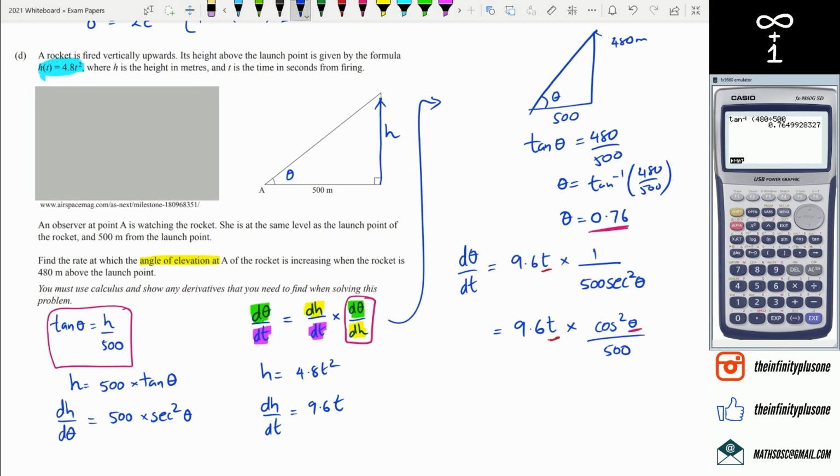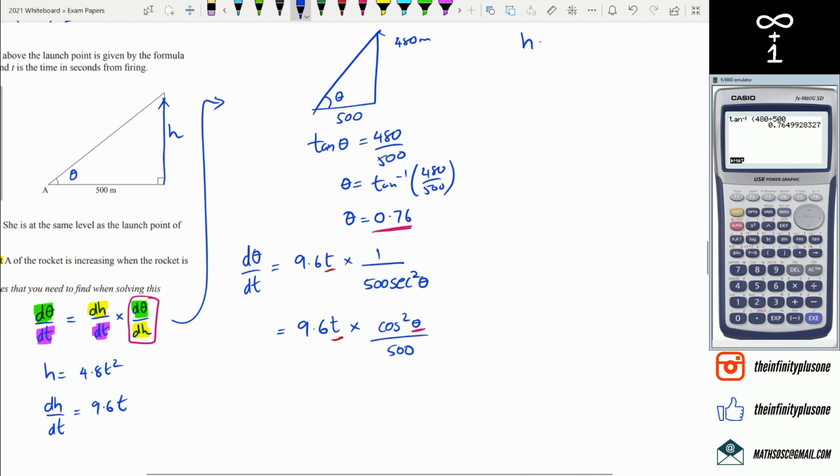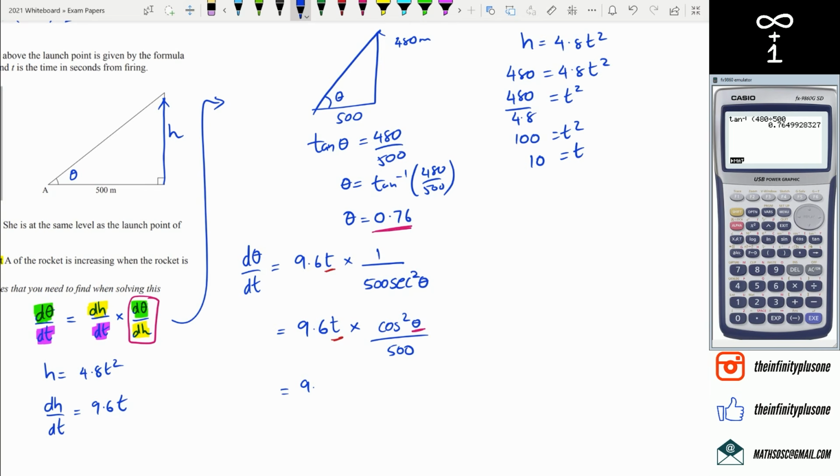Now, to do that, I'm going to go to my equation, which was h equals 4.8 t squared. I'm going to put h as 480, which equals 4.8 t squared. So t squared equals 480 over 4.8, which is 100, and t is equal to 10. Okay, cool. So now I've got that 10, and going in here, 9.6 times 10 multiplied by cos squared of 0.76 over 500. That's going to end up much better with calculating my answer.